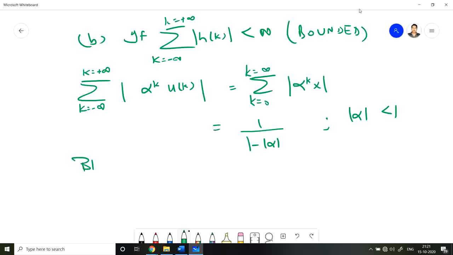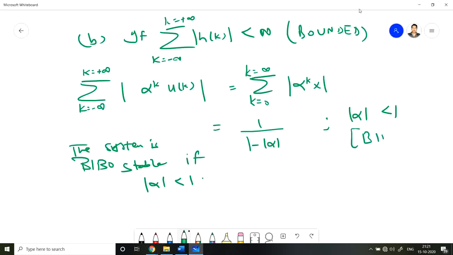This system is BIBO stable if we meet the following condition. So what is the condition? If we analyze that expression, we can find out that if modulus of alpha is less than 1, then the system is BIBO stable, otherwise the system is not stable. So the system is BIBO stable if modulus of alpha is less than 1. So this is the condition when a BIBO stable system is there.